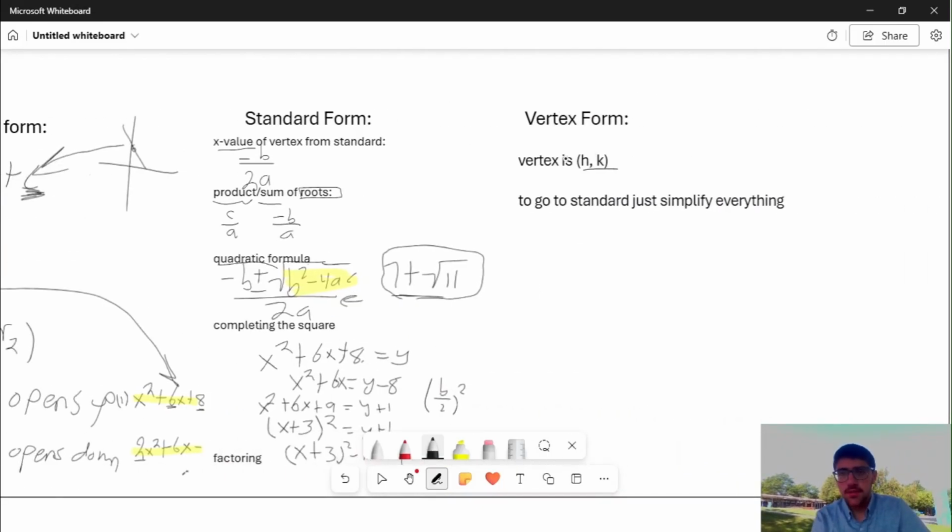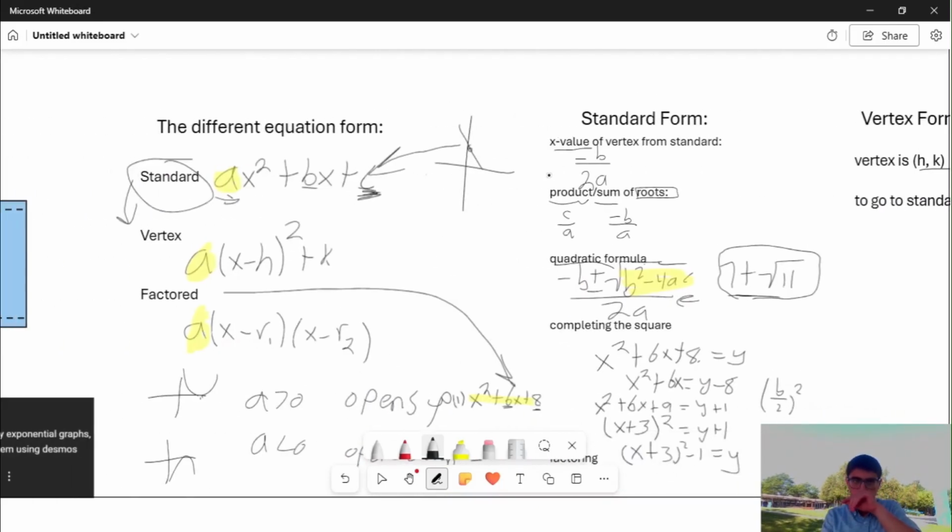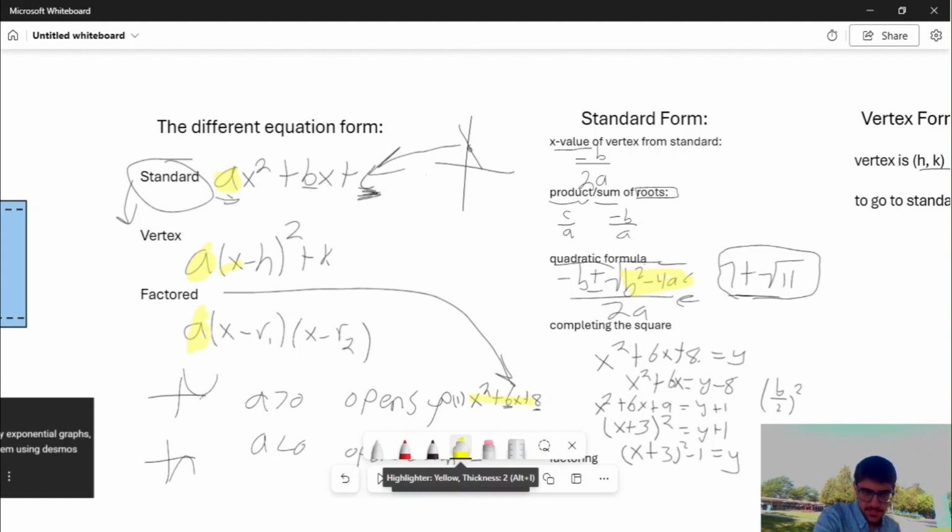Anyways, the vertex is h comma k. The only point of the vertex form is that it technically tells you a, if it opens up or down, but all of them give you that. And then the vertex h comma k, and just make sure you realize that it's x minus h. So if it's like x minus 1 squared plus 5, the vertex is going to be at 1 comma 5, not negative 1 comma 5.